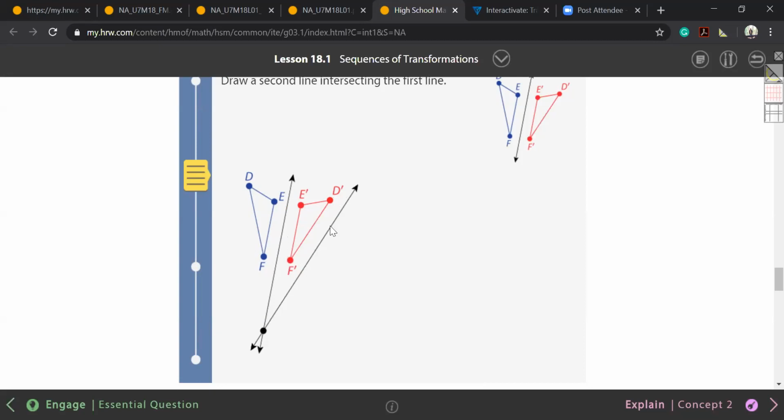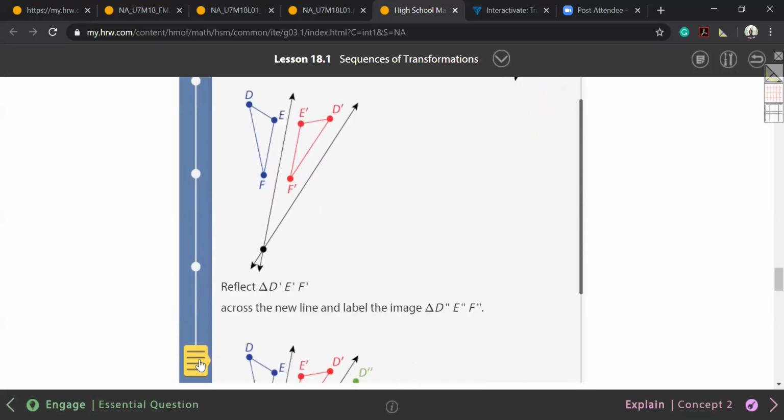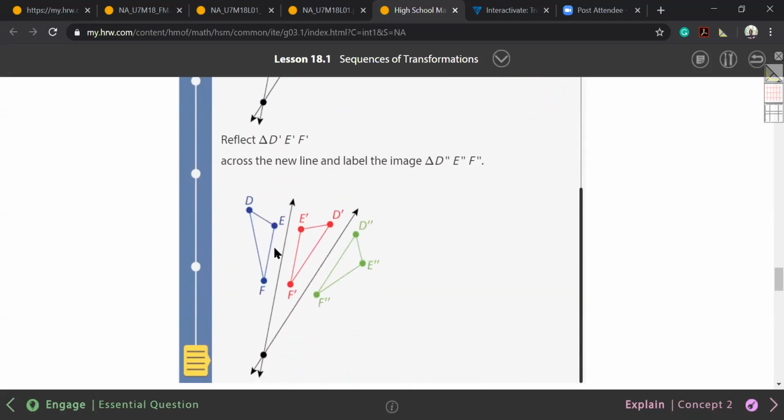And then let's reflect this triangle across this line in the same way. I'm going to draw a line in here and measure this distance and then copy it to find D double prime. And then I'm going to draw a line using my ruler and copy it to find F double prime. And then I'm going to do the same thing with E and copy it to find E double prime. And you are going to have something like this. Like in here, this is going to be your result.